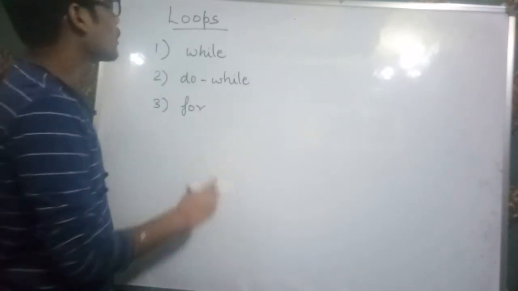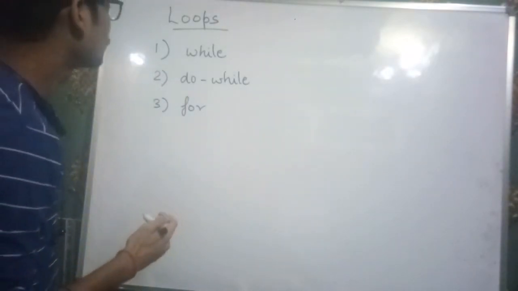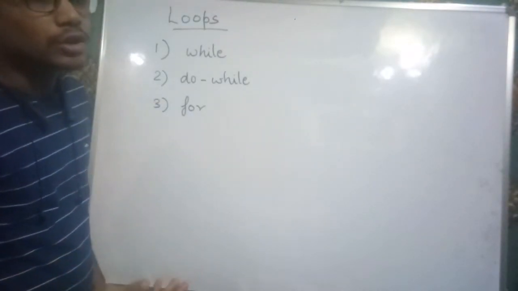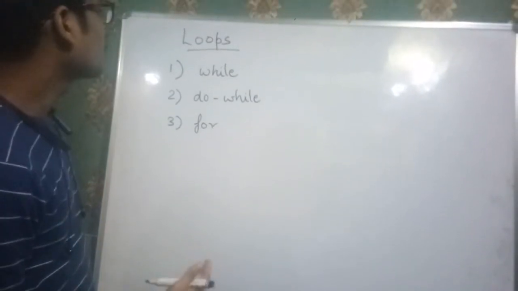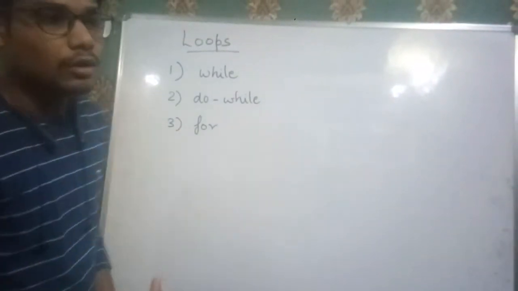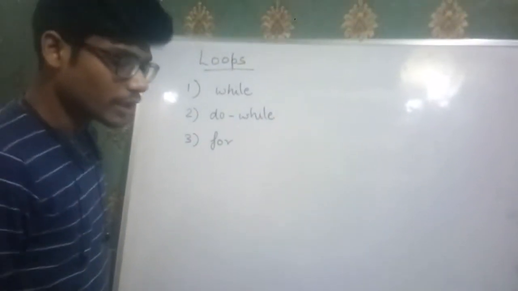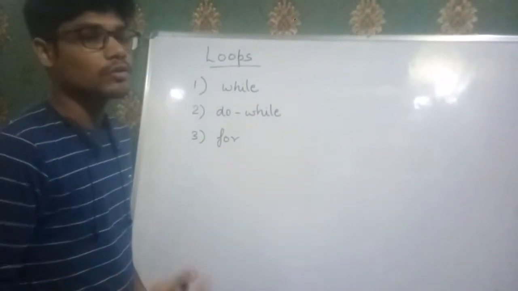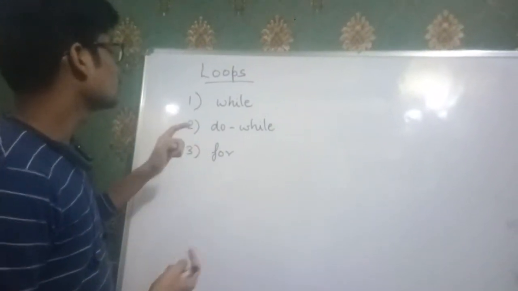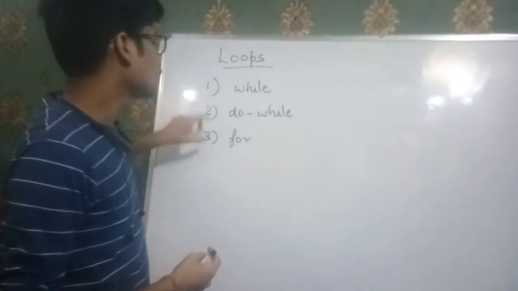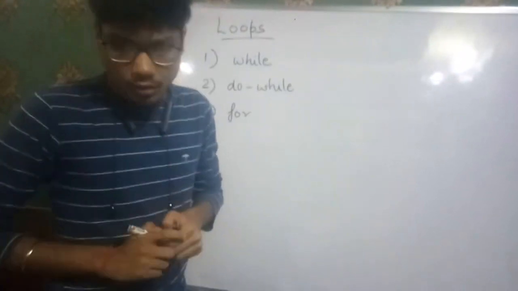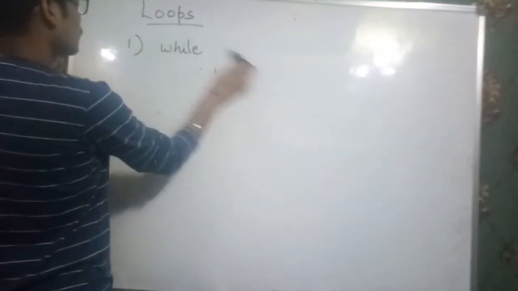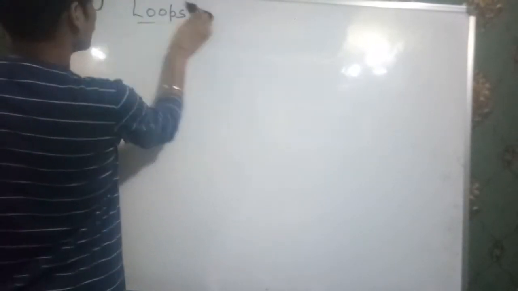We have these three types of loops in C, which we will understand one by one. What are these loops and what do they do? Loops are used when you have to perform some iterations, like printing 10 natural numbers. For that, you need to learn what loops are and how to implement them. First we will see while loops.